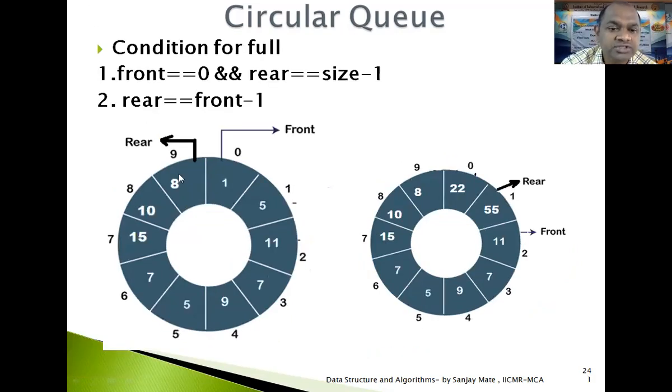Condition for full. This is the first condition of full. If the front is at 0 and rear is at size -1, this is again the full condition. So you cannot have any more values. There are two conditions, either this or this. The second is rear equal to front -1. So the value of rear is 1 and the front is 2. In this case also the queue is full.